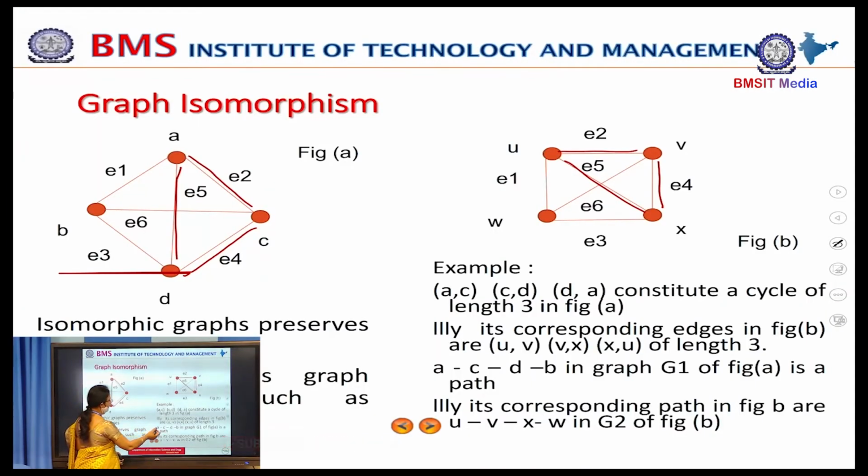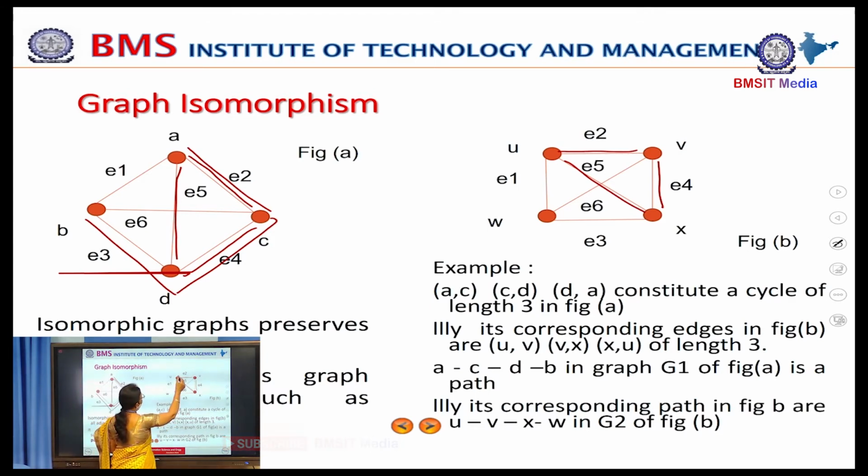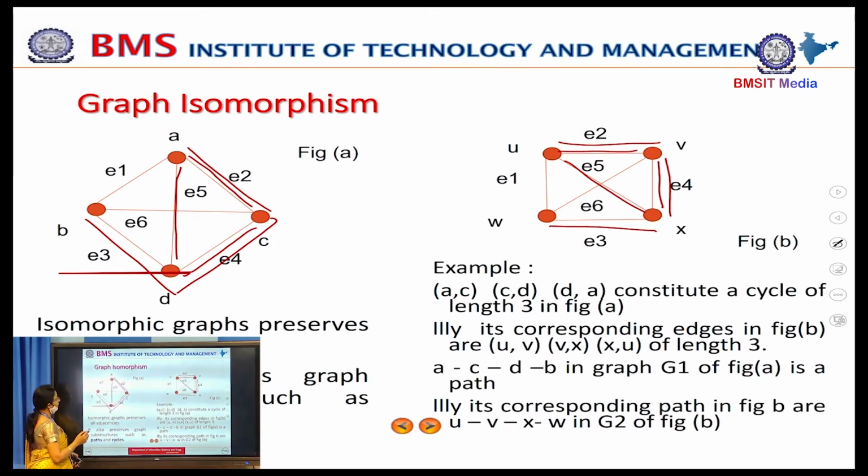Similarly, I have considered one more example here where it preserves the path A to C, C to D, D to B. This is a path, right. Similarly here U to V, V to X, X to W, it is a path. So both cycle and path are similar in both the graphs. So we can tell that both graphs are isomorphic graphs.